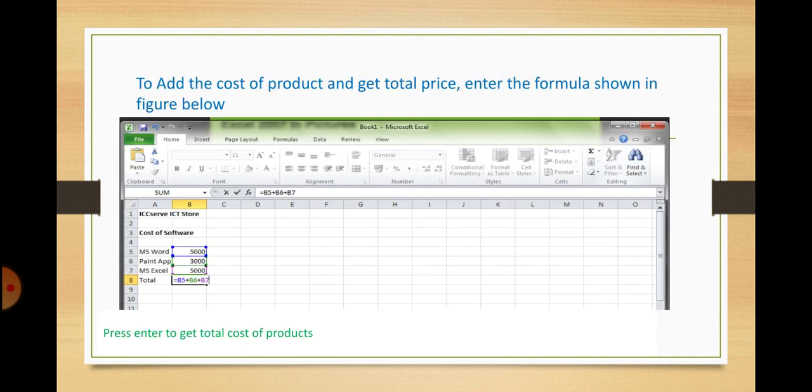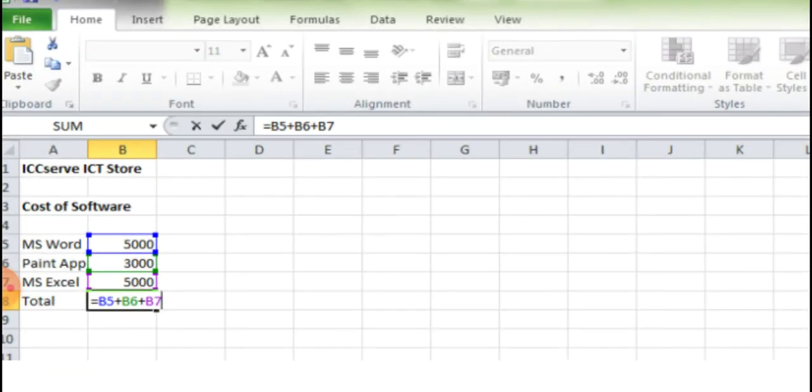To add the costs of the products and get the total price, you can enter the formula shown in the figure below. Where you have total, you start by typing equals to. Now, let me say something: in Microsoft Excel, before you type any formula, it is meant to start with equals to. Every formula must start with equals to in Microsoft Excel. So here you can see equals to.